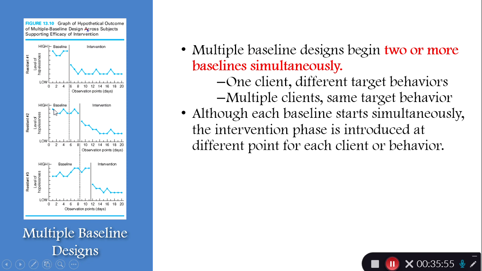However, for the second client, we see that the baseline period is a little longer, right? So about 8 days. And then we introduce the intervention, and then we begin to collect our repeated measures during the intervention phase. And then for the third client, we see that their baseline is even a little longer, right? The baseline for this client is 10 days before the intervention is actually introduced. So this is the reason why we call this a multiple baseline design: although each baseline starts simultaneously, the intervention phase begins at a different point in time for each client.